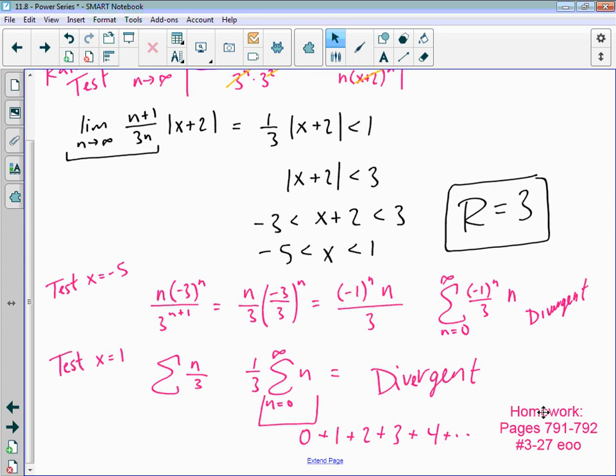So this would actually be our answer without either of the endpoints being added into it. Any questions on that? You'll probably have questions on your homework as you're going. I sent you answers, so you've got that to reference, but try to do some of the problems before you check them. That'd be good.